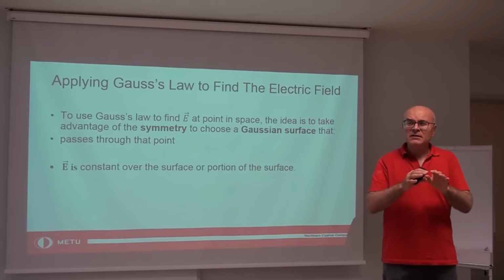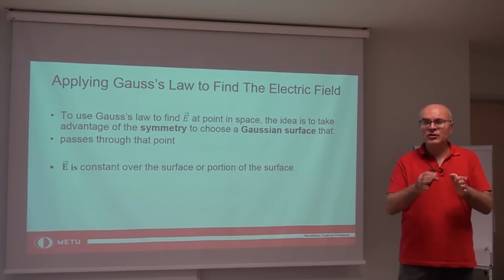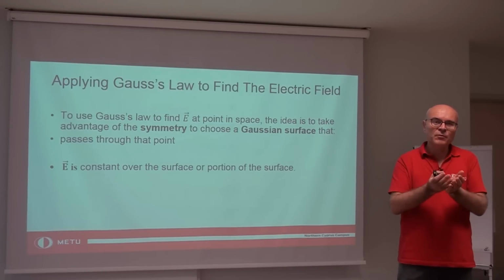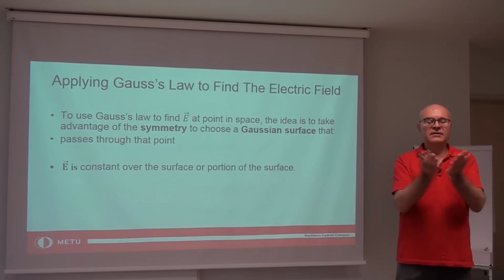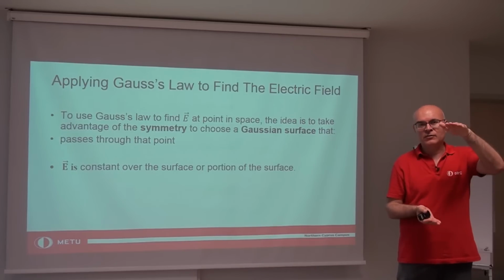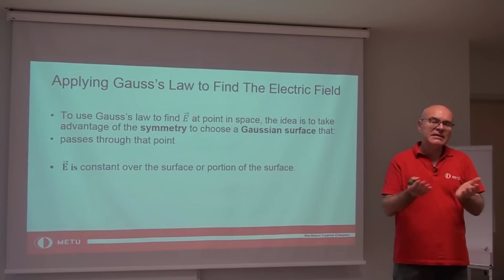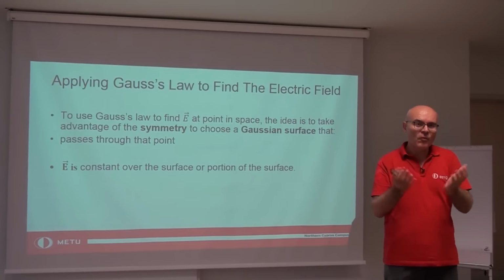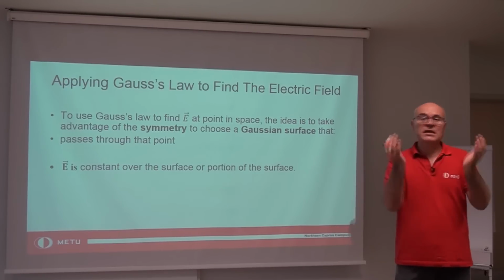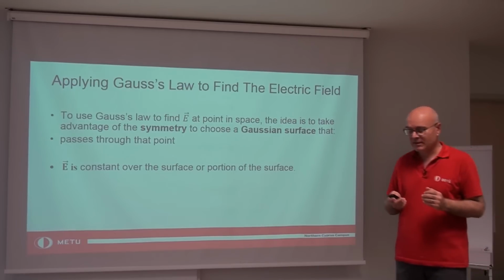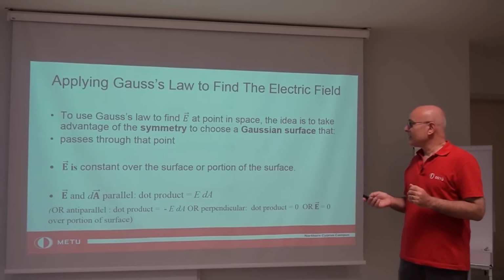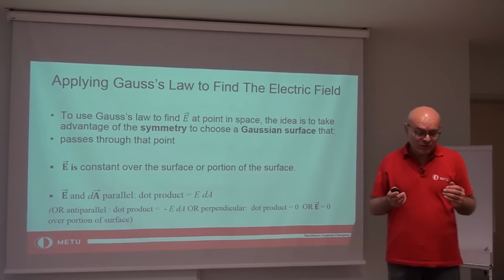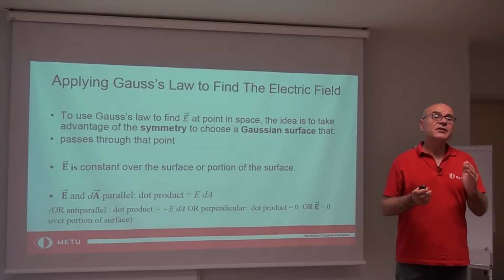Sometimes you need to pick a surface which is composed of different portions, for example, a cylinder which has a cylindrical part and the top and the base. At least it should be constant. The electric field should be constant through part or portion of that surface, for example, the cylindrical part of the cylinder. The third thing concerns the direction of the electric field.